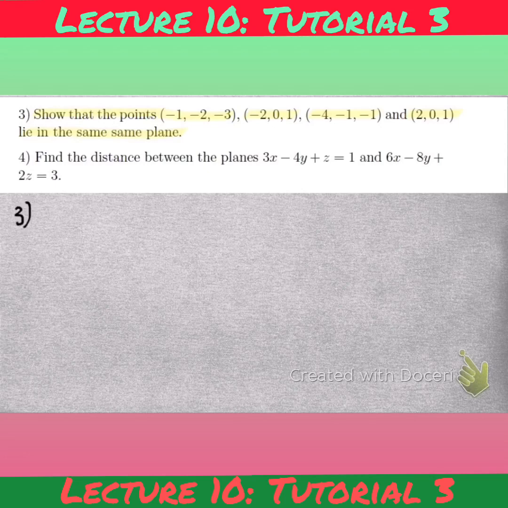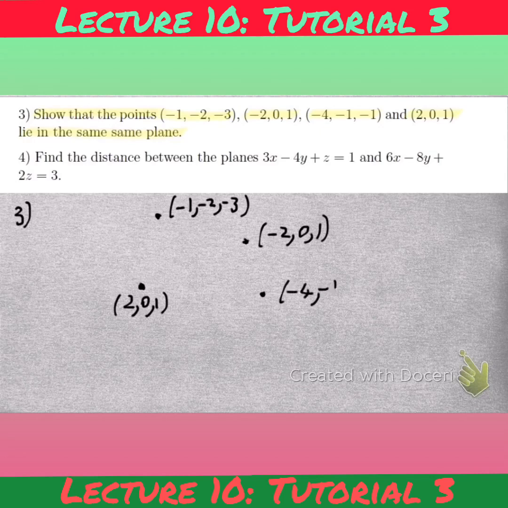You're given the point 2, 0, 1. You're given the point -1, -2, -3. You're given another point there, -2, 0, 1. And you're given a third point there, -4, -1, -1. Okay, and you're basically looking at these vectors here.